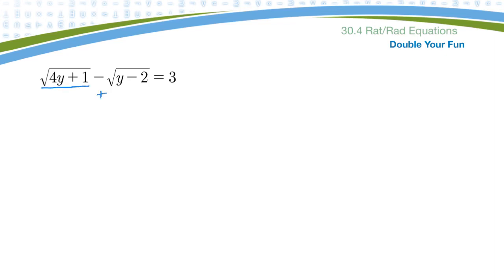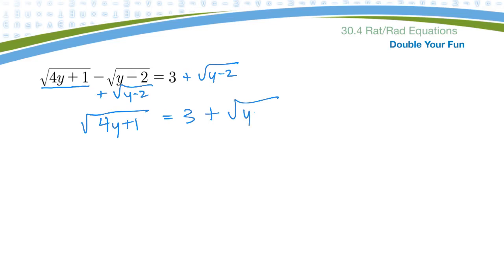So I'll add root y minus 2 to both sides. So I get root 4y plus 1 is equal to 3 plus root y minus 2. So I've isolated one of the radicals. Now I'll use the principle of powers. So I'll square this side. And on this side, you have to square that whole thing. You can't square them individually. Left side, those cancel. 4y plus 1. I'm breathing a little bit easier because I just have one radical now.